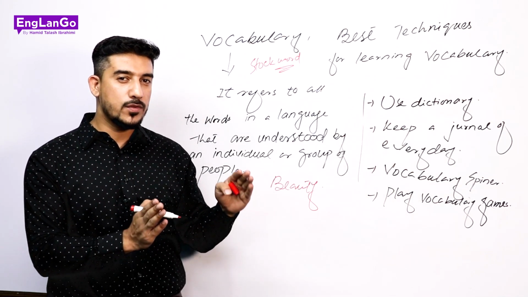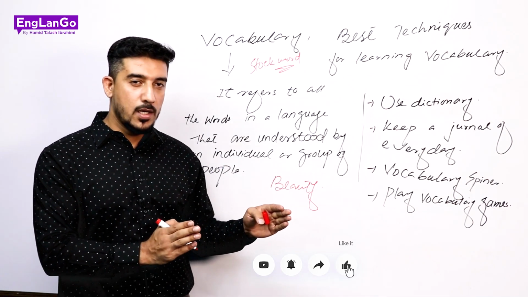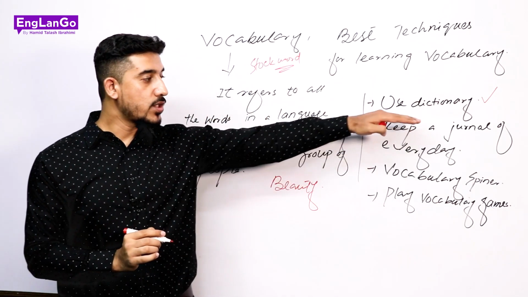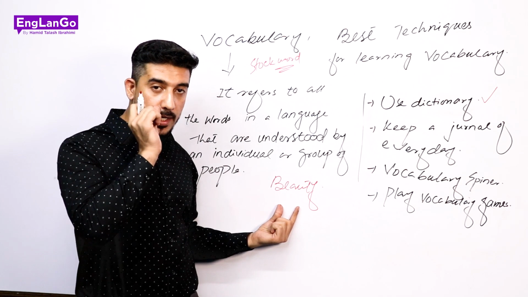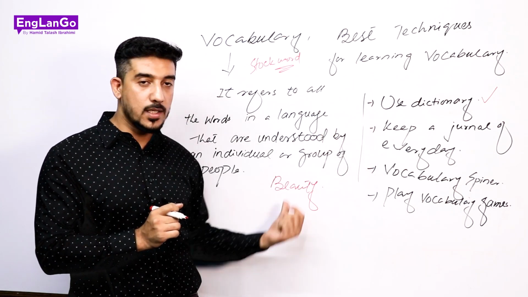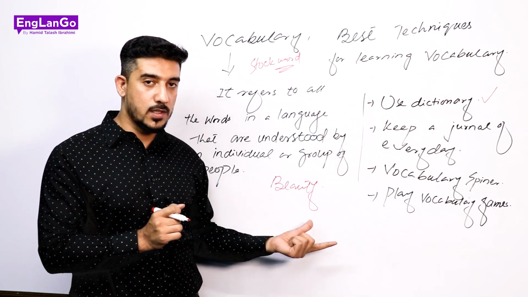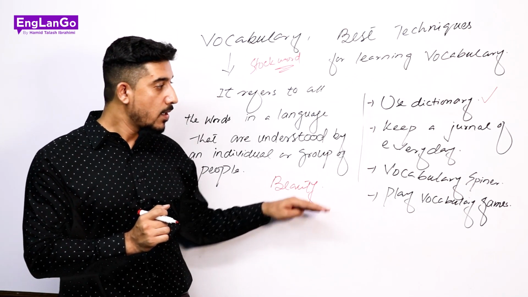The first and foremost important technique is to have a better dictionary where you could search words. Use a dictionary. What does the word mean? It will give you the meaning. It will give you synonyms of it, antonyms of it, examples, the word used in a sentence, and it will tell you which part of speech it is.